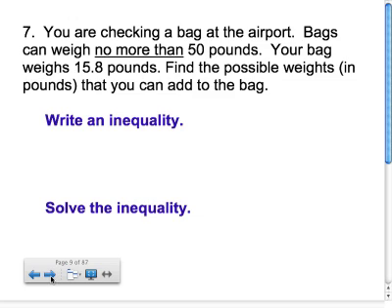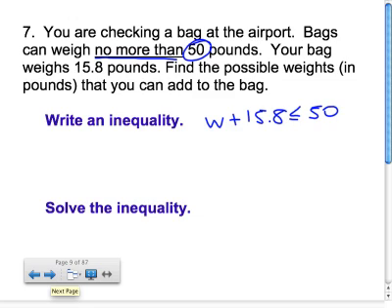Okay, number 7 says you are checking a bag at the airport. Bags can weigh no more than 50 pounds. Your bag weighs 15.8. Find the possible weights in pounds that you can add to the bag. Okay, so we'll call it weight. So the amount of weight I can add, I'm adding it to the 15.8 pounds that's already in my bag. And I know that I have to stay under or equal to 50. I could be 50, but I can't be any more than 50.